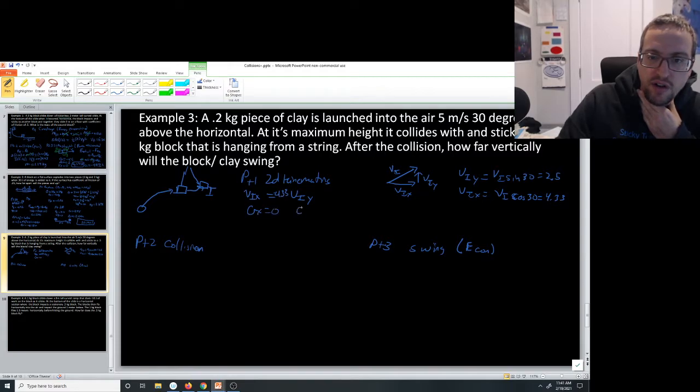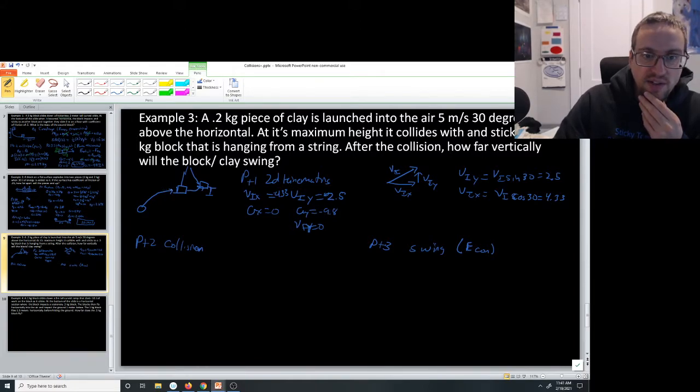AX equals 0. AY equals negative 9.8. So let's go back, and we have it's at its max height, which means V final y equals 0. Now, what I want to know is what the x velocity is when it hits. And since acceleration of x is 0, V final x equals 4.33. So that's going to be my initial velocity for the collision.